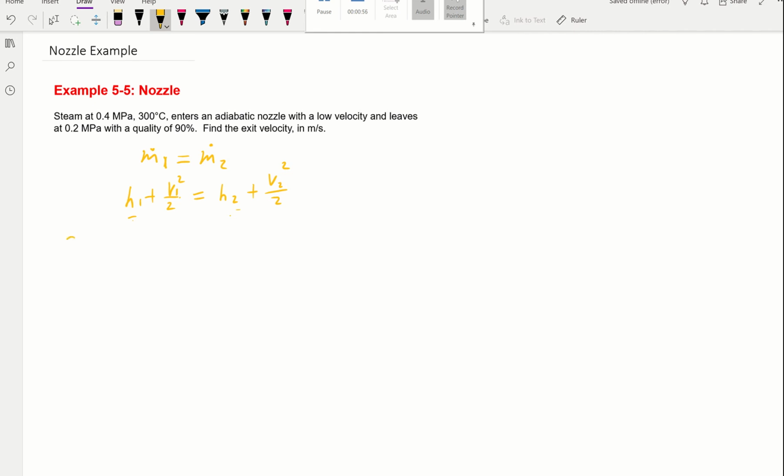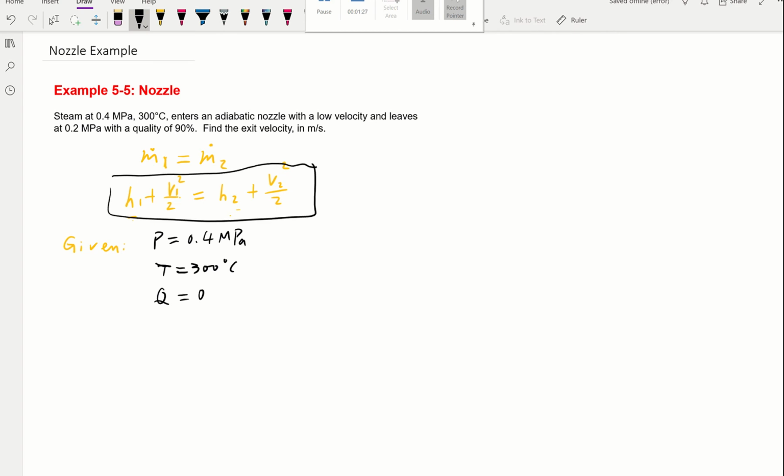So in this problem, what is given? They said it's steam, so we're going to use a steam table, right? The pressure is given as 0.4 megapascal, and the temperature is 300 degrees Celsius. And then it enters this nozzle, adiabatic. Well, if it's adiabatic, that means our heat transfer is equal to 0. Remember, when we were coming up with this equation, we already made the assumption for heat transfer equal to 0, correct?